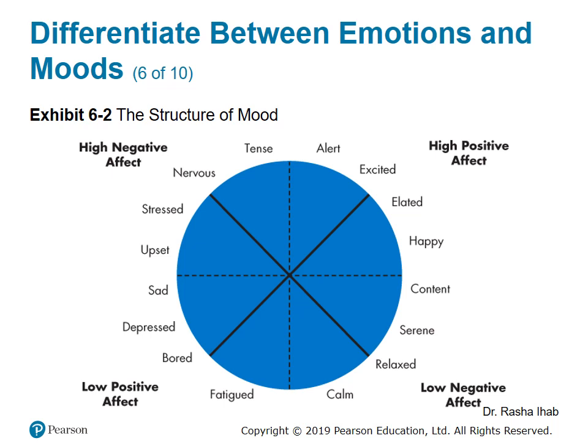High positive affect, which is the excitement. Low positive affect, which is the bored. High negative affect, which is the nervousness. And low negative affect, which is the relaxed.